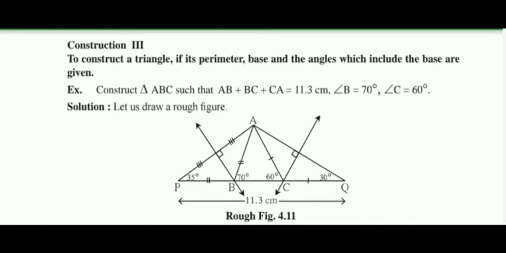Here you can see the rough figure, where we have drawn side PQ, which is 11.3 centimeter. Then from point P we have drawn an angle of 35 degree, which is half of angle B, 70 degree. Then we have drawn an angle of 30 degree from point Q, which is half of 60 degree, that is angle C. Then we have joined AP and AQ.